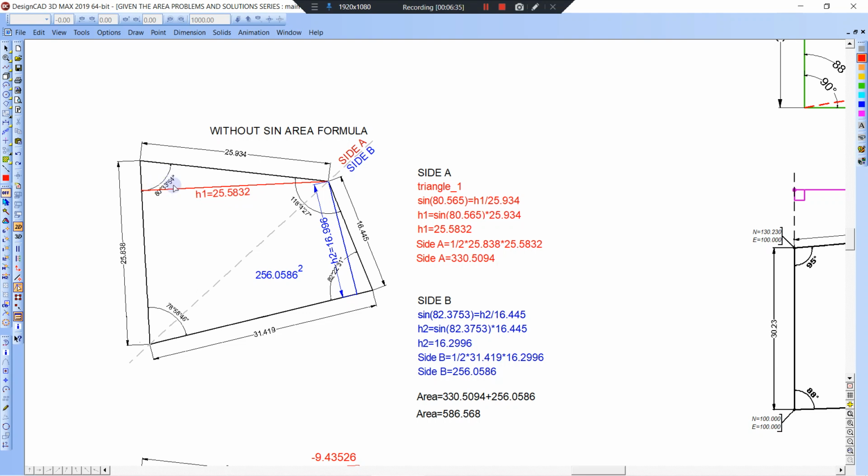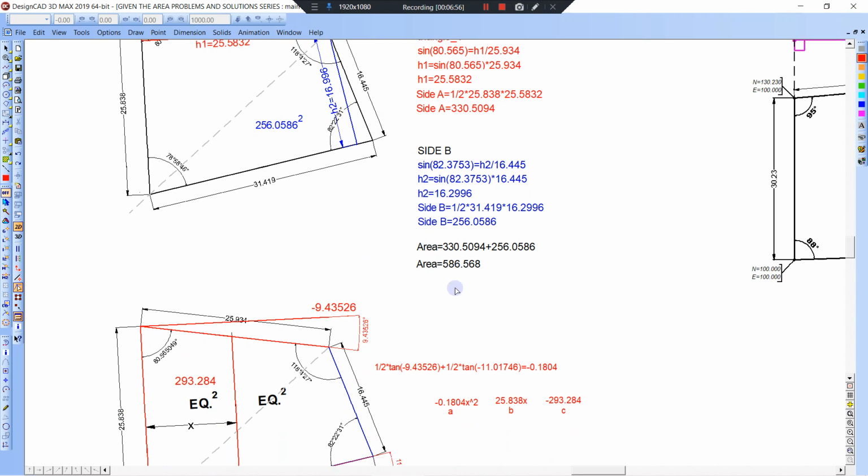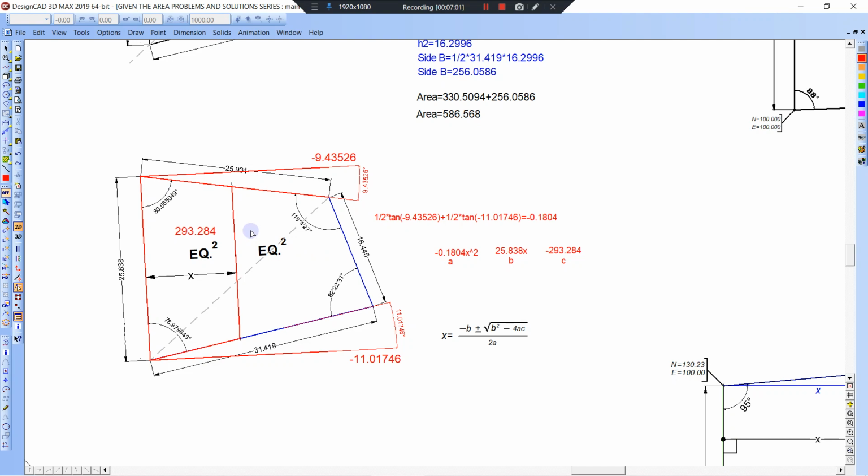You have the angle here, so the opposite side over the known side: sine of 80.565 is equal to H1 over 25.934. Solve for H. Then this times H, or 1/2 of this times the H, will give you the area of that triangle. Then you do the same thing over here, and you add those two triangles together, and you get 586.568.